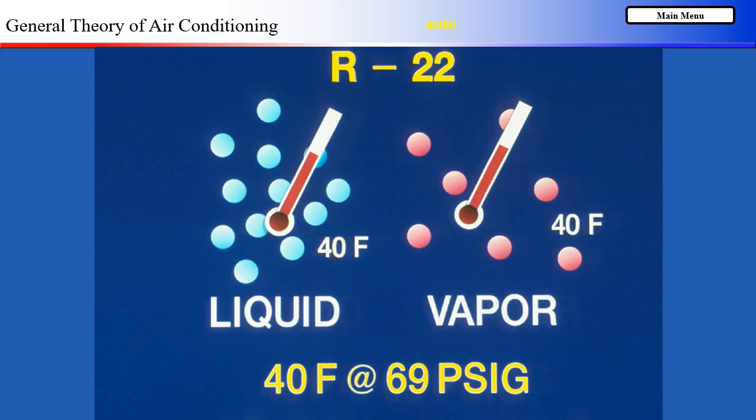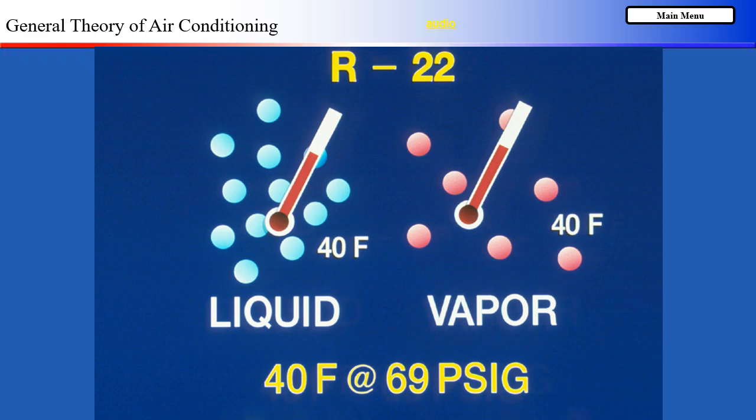Notice how much farther the molecules are separated as a 40-degree Fahrenheit gas than they were as a 40-degree Fahrenheit liquid. There has been a huge change in density during this latent heating process. The R22 molecules will be about 52 times farther apart as a gas than as a liquid, causing the density to decrease about 98% from what it was as a 40-degree Fahrenheit liquid.